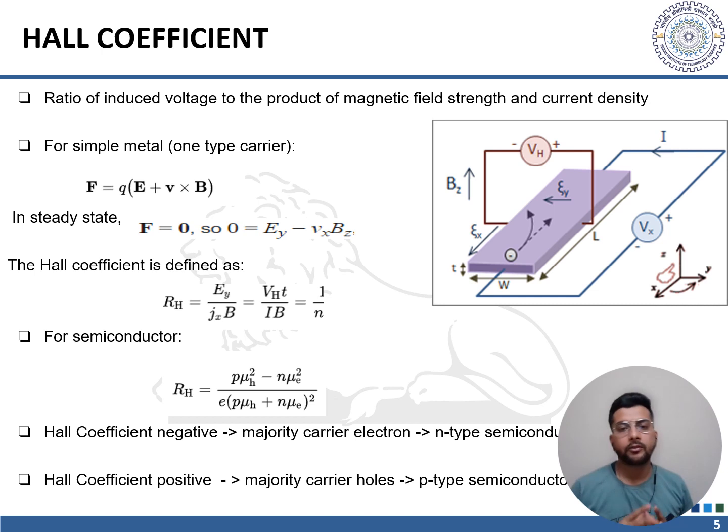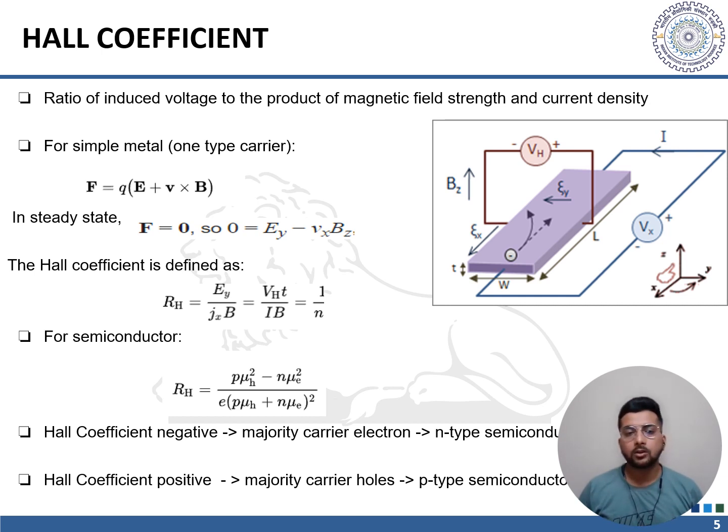Now we'll be covering the Hall coefficient, which is one of the most important parts of the Hall effect. It can be used to find various physical quantities like mobility, conductivity, etc., and it can also be used for the characterization of materials. The Hall coefficient is the ratio of the induced voltage to the product of magnetic field strength and current density.